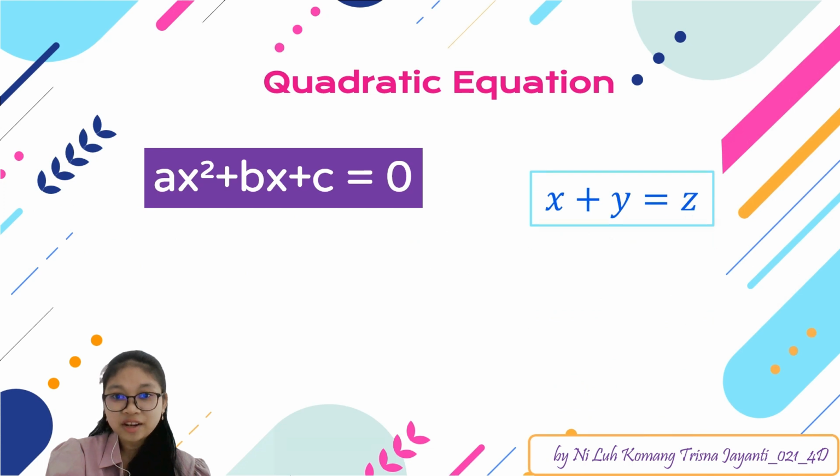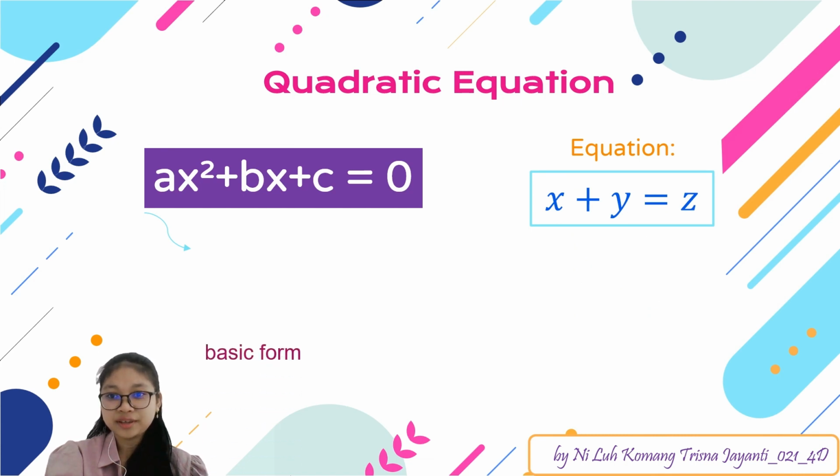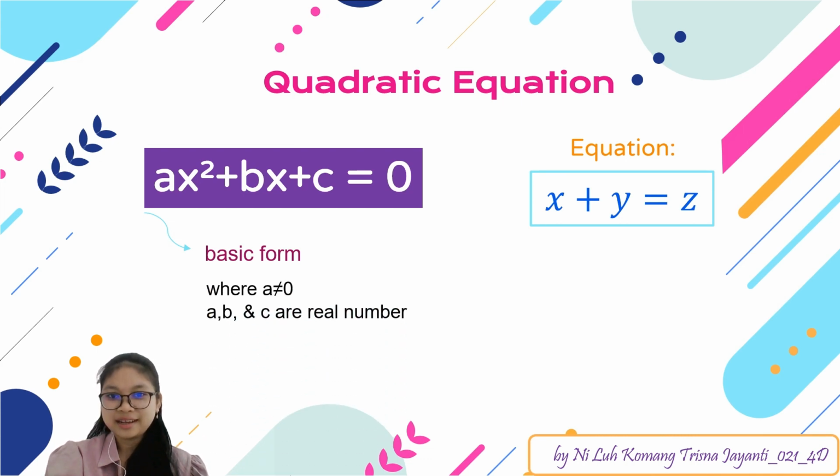Now, let's delve into the concept of quadratic equations. A quadratic equation is an equation that can be written in the form of ax squared plus bx plus c equals 0, where a, b, and c are coefficients and a is not equal to 0. This is known as the basic form of a quadratic equation. Here's an example to illustrate this. Consider the equation x squared plus 3x plus 9 equals 0.